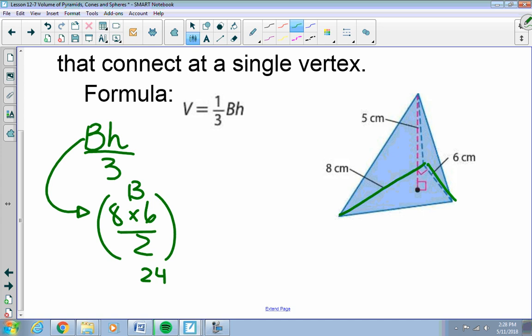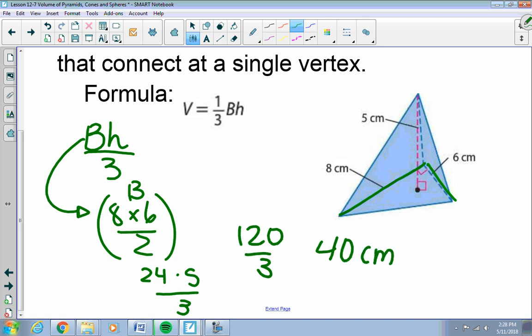And then what am I going to multiply by? Yeah, because that's the height of the whole pyramid. And then I'm going to divide by 3, because that's the last thing I need to do. 24 times 5, 120. Divided by 3 would be 40 centimeters cubed. Okay?